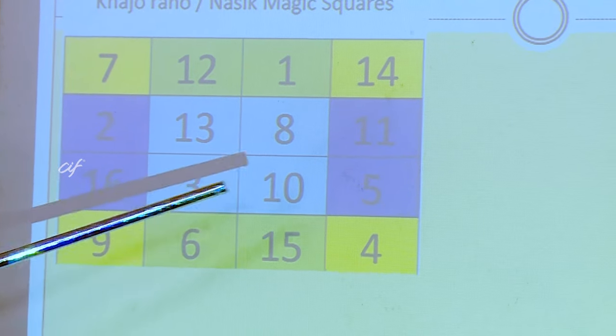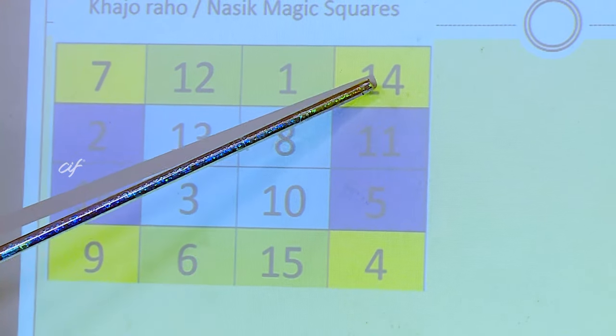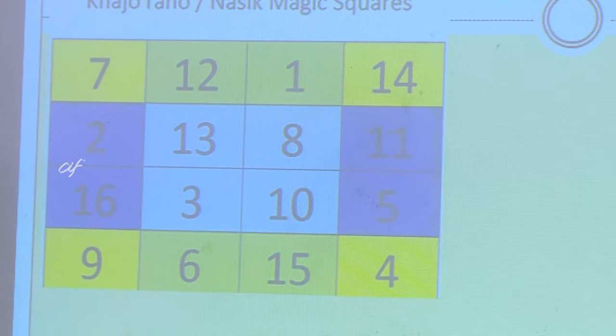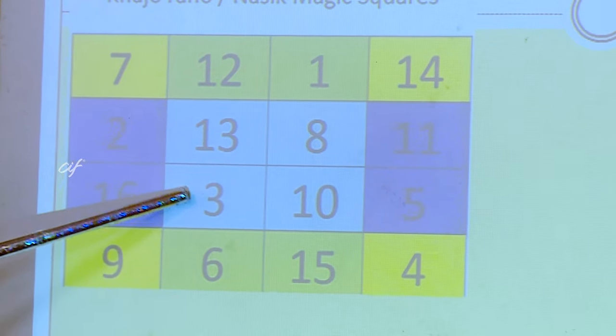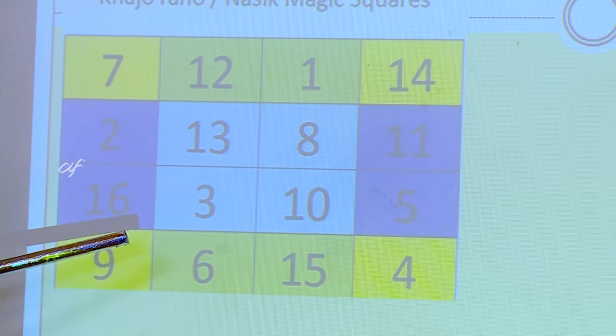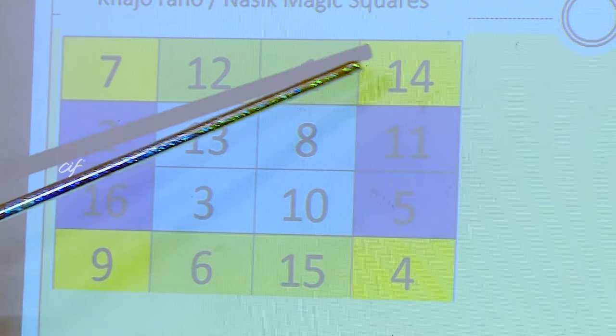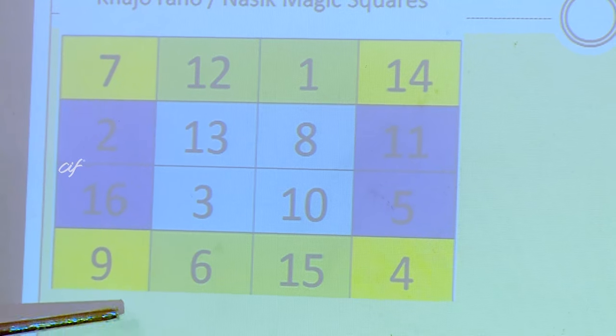Eight and five, ten and four. So this is 14. 14 plus 14, 28. 28 plus 8 is 34. So this is 20. 20 plus, but this is not working. 13, 1, 15, 5. If this is working, this also has to work.